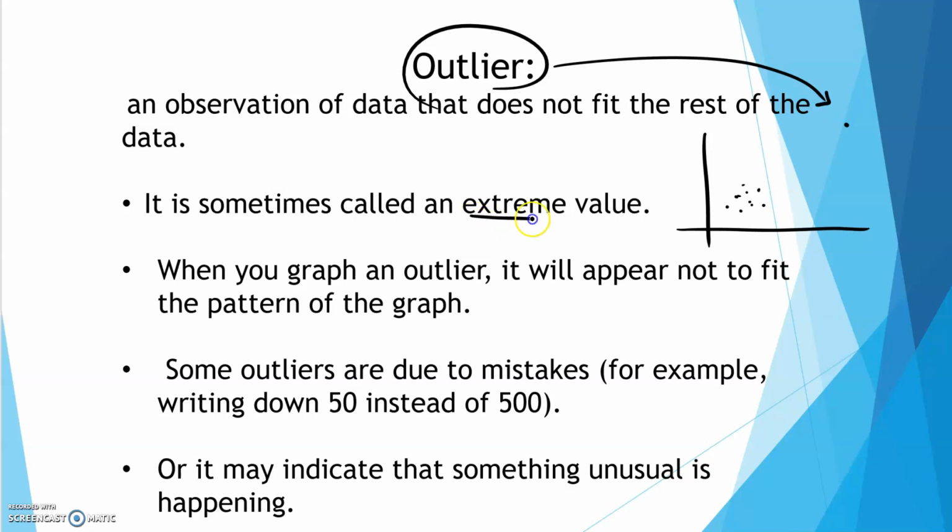Now you can also call this an extreme value. You can interchange them. Outlier is the same thing as an extreme value, kind of like mean and average mean the same thing. Okay, so notice that it does not appear to fit the pattern because most of your data is over here and you've got one way over here.